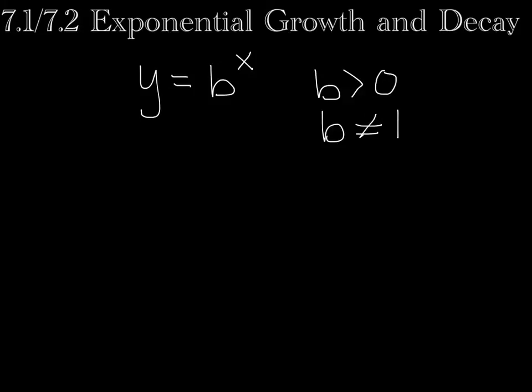An exponential function is one that is written in the form y equals b to the x, b being a number, but b has to be greater than 0, and it can't be 1. So we aren't going to raise a negative number to an exponential, and we're not going to raise 1. Because if I raise 1 to any power, I always get 1.